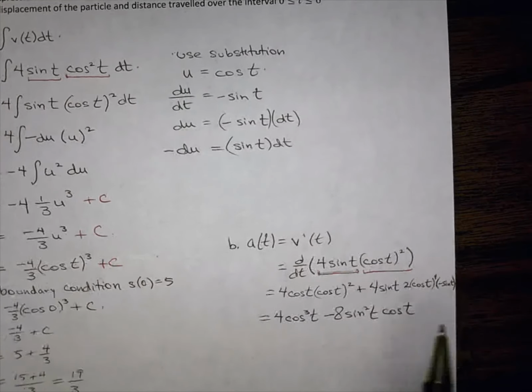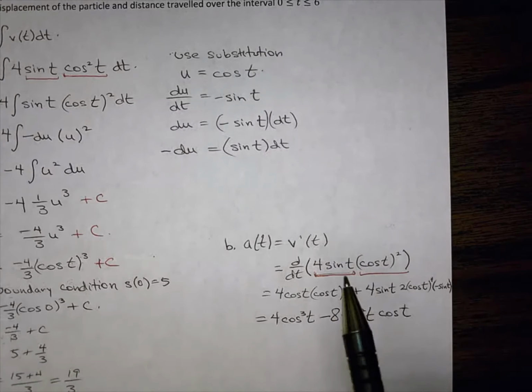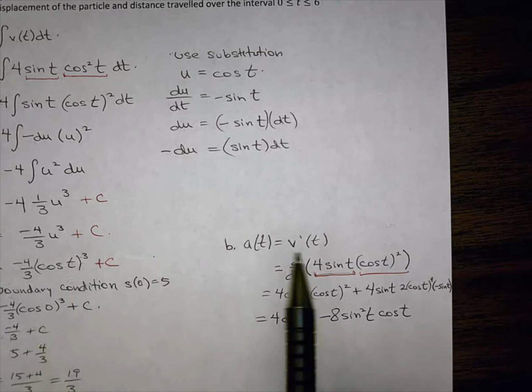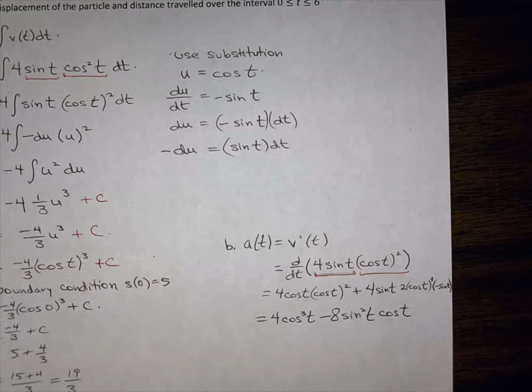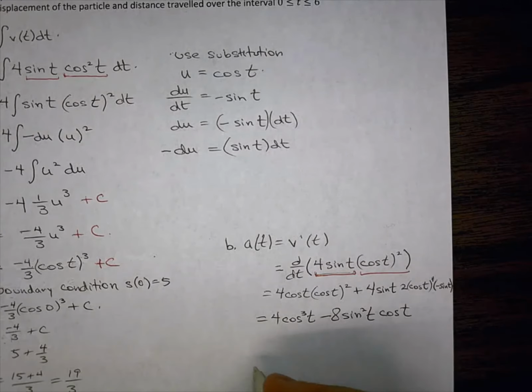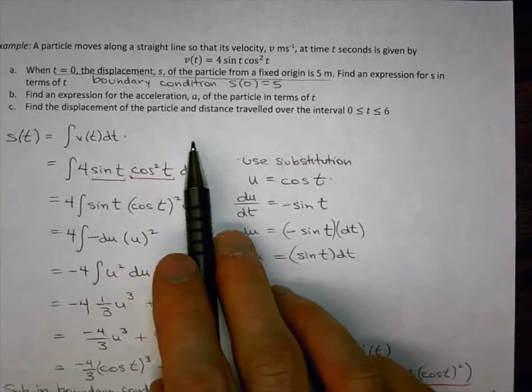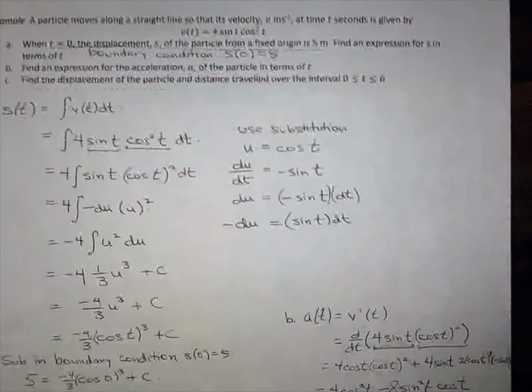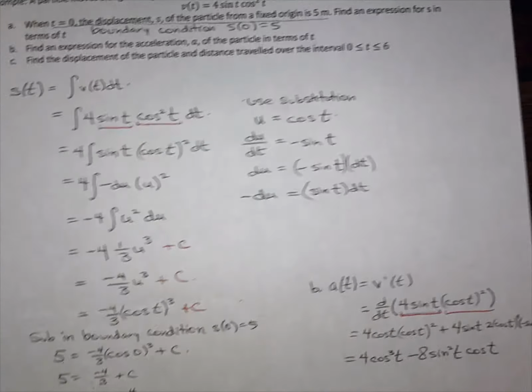We just wanted to remind you that if you have a motion question, you could be asked to find an integral or a derivative. Both cases are possible. Finally, let's go to question C. Find the displacement of the particle and distance traveled over the interval 0 to 6. Okay, I'm going to do this one down at the bottom.